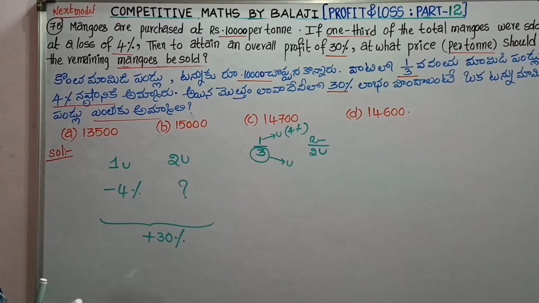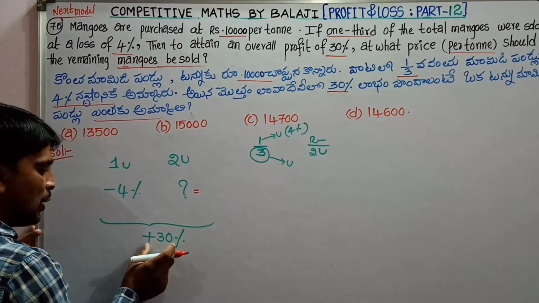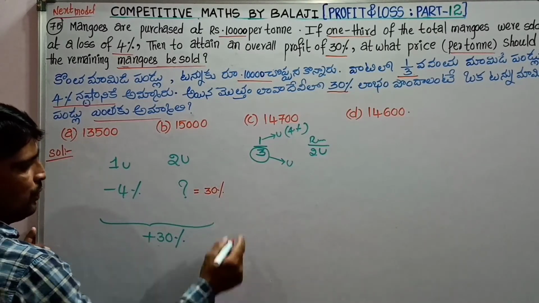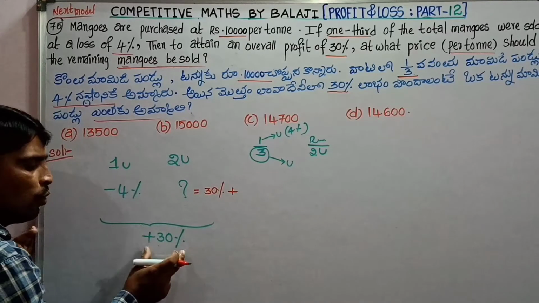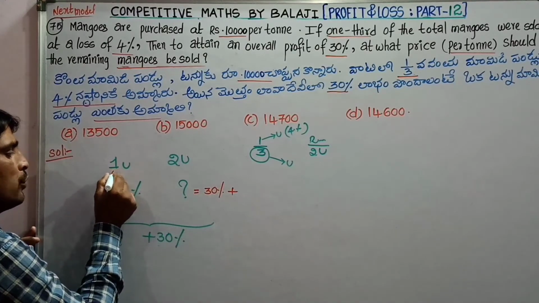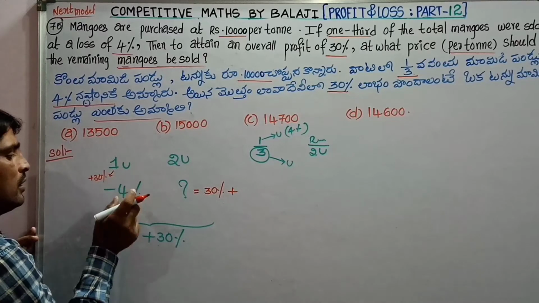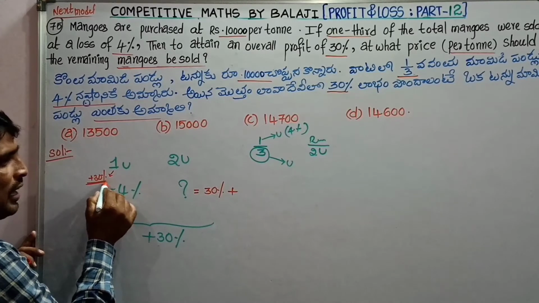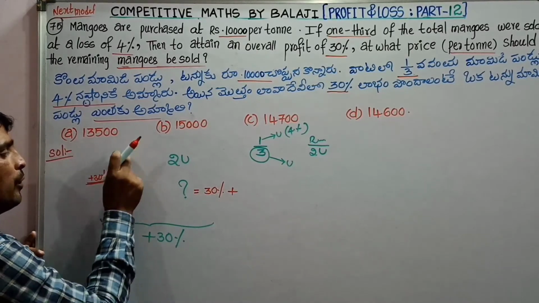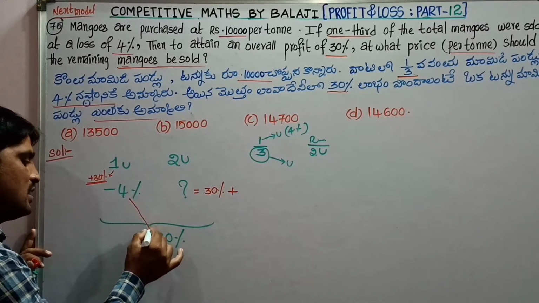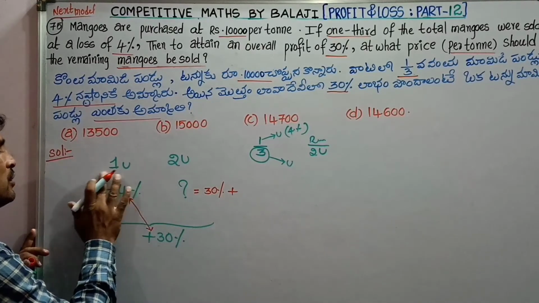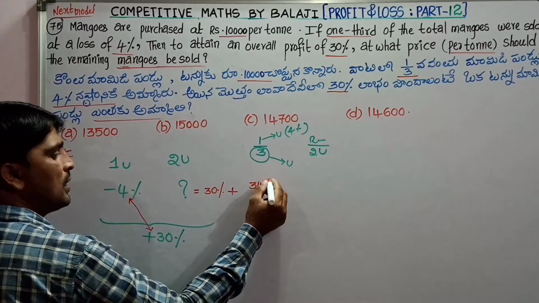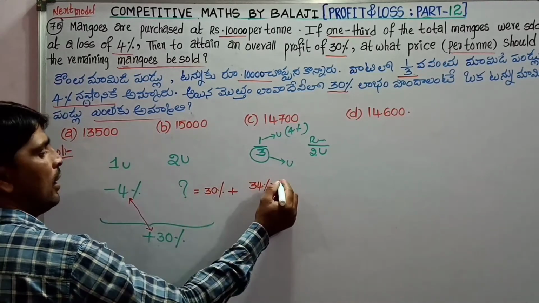To get an overall 30% profit, we have to get 30% profit on the remaining units of mangoes also. Here, on 1 unit also we should actually get 30% profit, but we get a 4% loss. So we have to cover this 30% profit as well as the loss on 1 unit of mangoes, 4%. That is, the difference is 30 minus of minus 4, which is 34. There is a deficiency of 34% profit on 1 unit of mangoes.